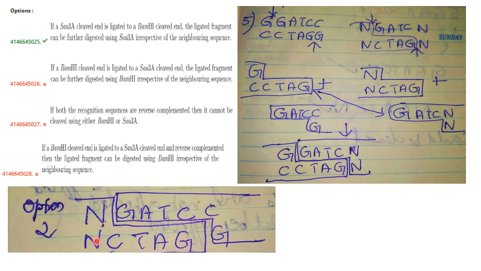Now here it is N, it is not G. So BamH1 is not going to cleave that. So second option is incorrect. Because G has to be there for it to be cleaved with BamH1, and not any nucleotide.